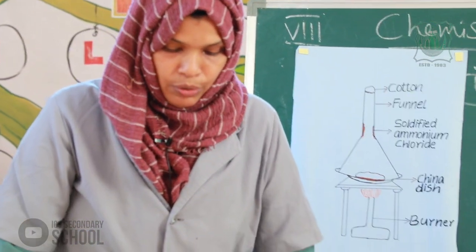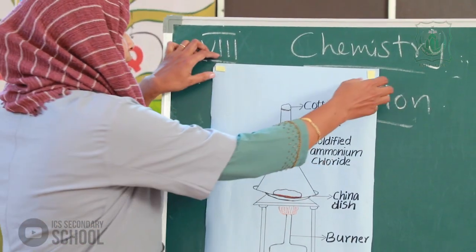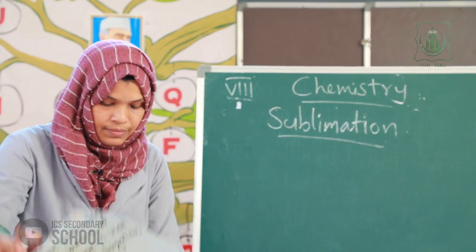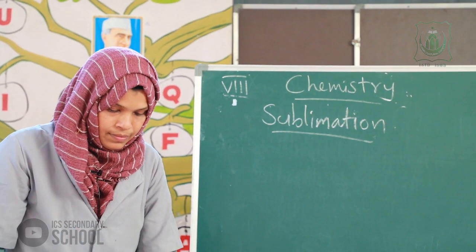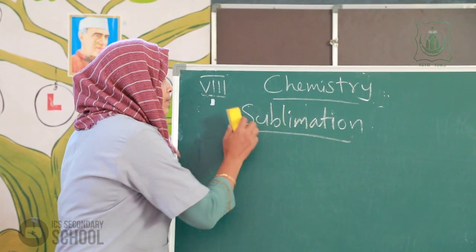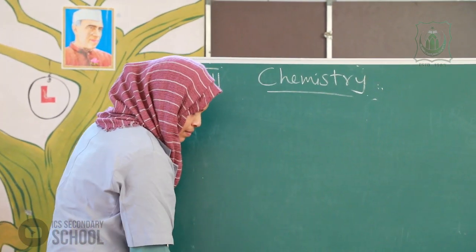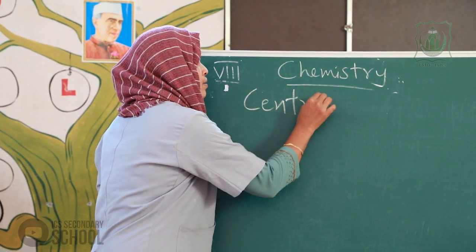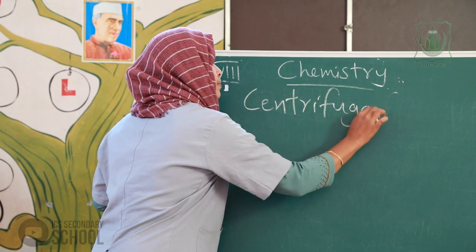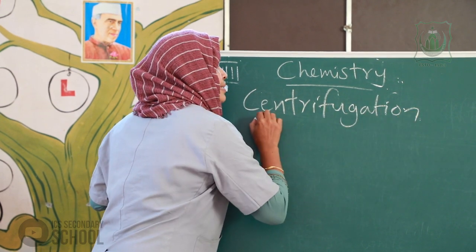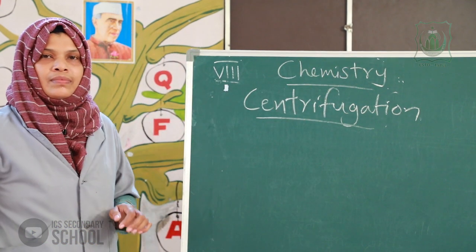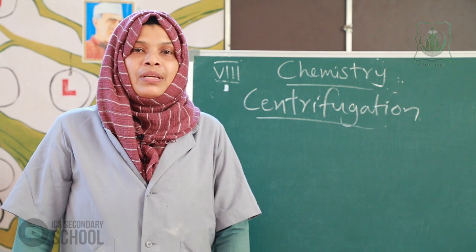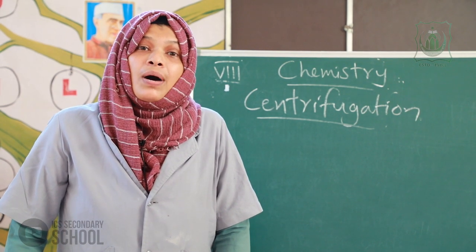Okay. Next separation method is centrifugation. This is the method for separating components from a mixture on the basis of their mass difference.